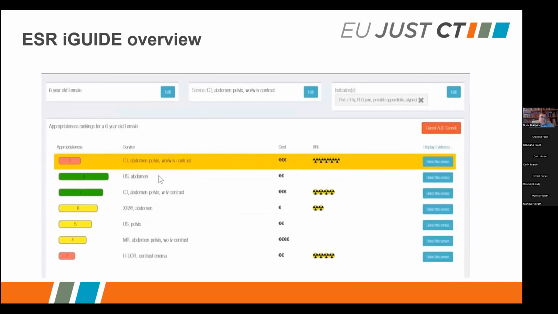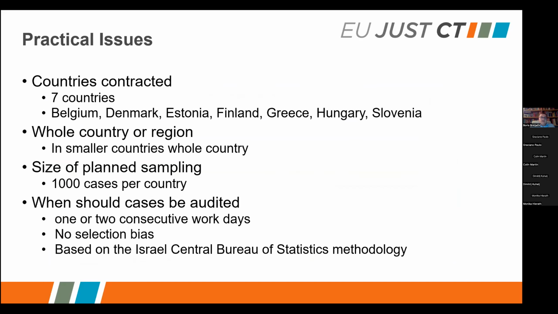Or for instance, this clinical question in a 6-year-old girl who had right lower quadrant pain, possibly appendicitis. Apparently CT is not appropriate here. Ultrasound of the abdomen is the most appropriate examination, and CT has a less favorable appropriateness score, with IV contrast. So this i-Guide system was used as a standard methodology to assess whether the referrals were appropriate or not.